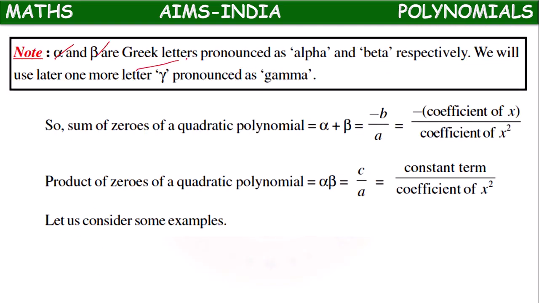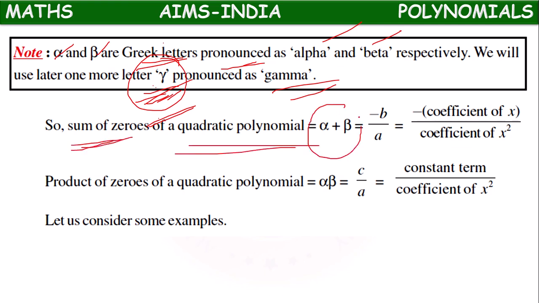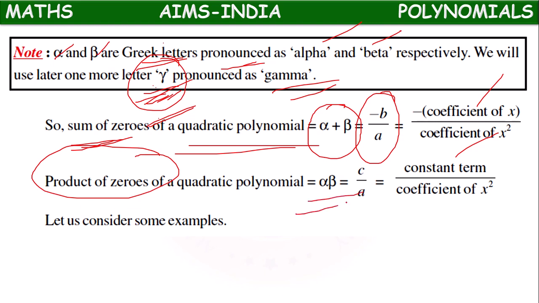Alpha, beta are Greek letters, children, pronounced as alpha, beta respectively. Sometimes we make use of one more Greek letter, gamma, which we are not using here, but for some kinds of polynomials we make use of this Greek letter also. So the sum of zeros of a quadratic polynomial, alpha plus beta, the formula is minus b by a, minus coefficient of x by coefficient of x square. The product of zeros, alpha beta, equals c by a, constant term by coefficient of x square. Okay.